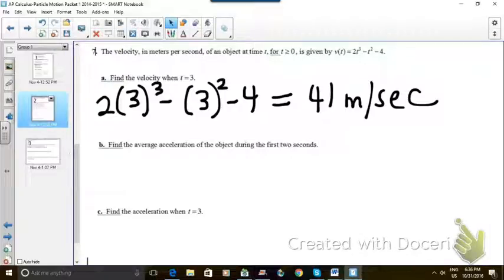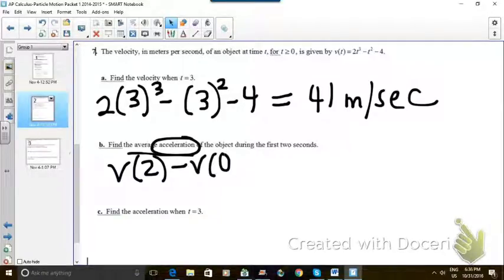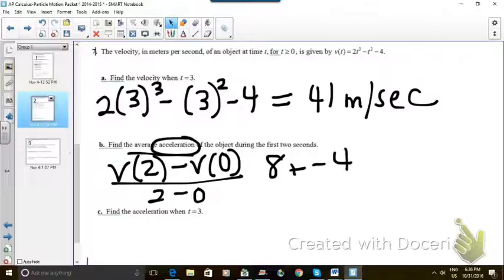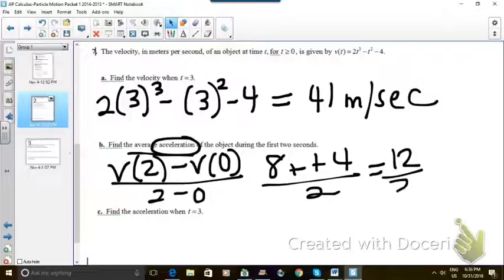Find the average acceleration. So now we're getting acceleration, not average velocity. When you're doing average acceleration, you're getting the derivative of velocity. But instead of just finding the derivative using our rules, average means we're going to find the secant slope. So if we plug in 2 and 0, we get 8 minus negative 4 plus 4 over 2, which is 12 over 2, or 6 meters per second squared. It's acceleration.